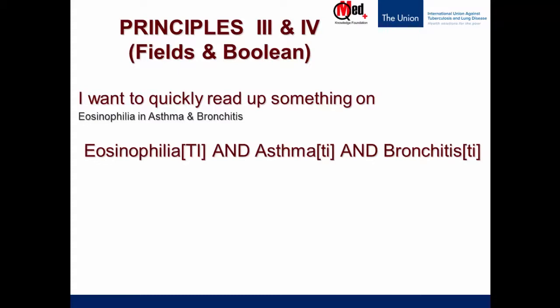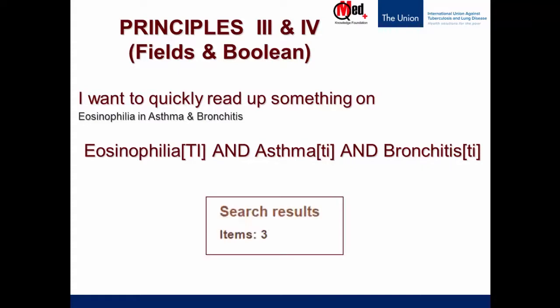Eosinophilia TI, and asthma TI, and bronchitis TI. So in an ideal situation, we should get somewhere like 25 to 35 records where all of them have all the three terms in the title. But let's say we got just 3 results. Yes, the ideal search is MeSH to get everything, but we still want something which is a quick read. Let's see what we can do.